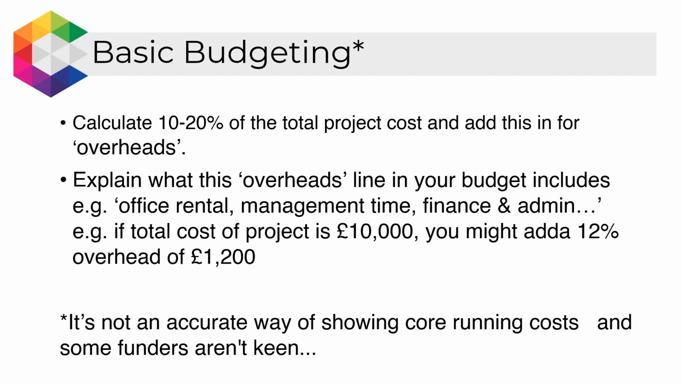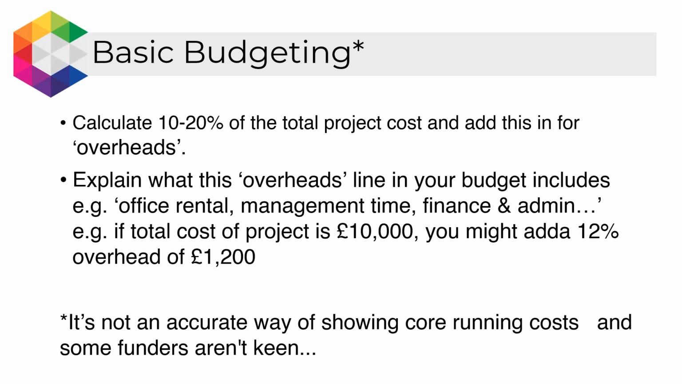So when you choose what your percentage is going to be, you need to be able to explain that that's an overhead. So in a project, you might well have an overhead budget line. That's where you put that amount. And then you would put that includes office costs, management time, finance and admin. So for example, if the total cost of the project is £10,000, you would add your 12%, for example, in the overhead line, and it would be 1,200.